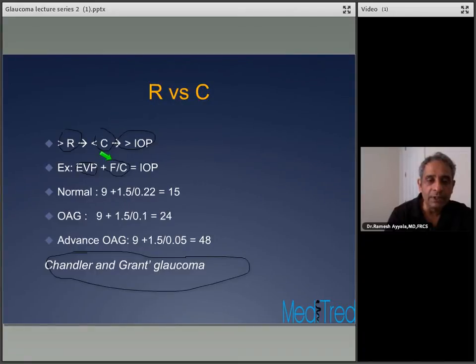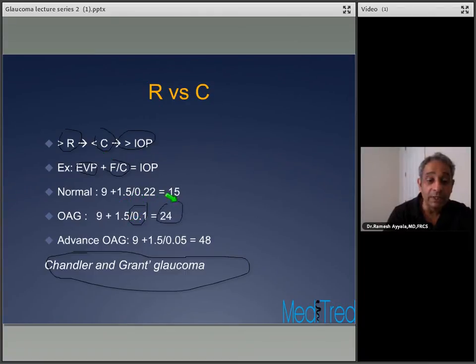The episcleral venous pressure being constant in most patients unless they have a disease process, measures say about 9 or 10 millimeters of mercury, and with the rate of aqueous humor formation 1.5 microliters per minute divided by C, the factor 0.22, gives you a pressure of 15. In patients with open angle glaucoma where the resistance is increased and so C is decreased, let's say to 0.1, you will have pressures at 24.